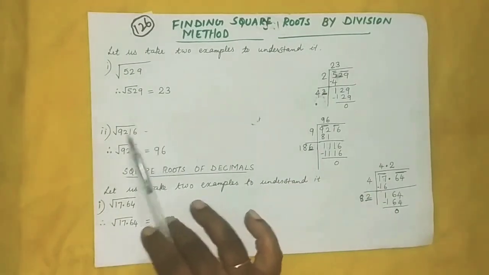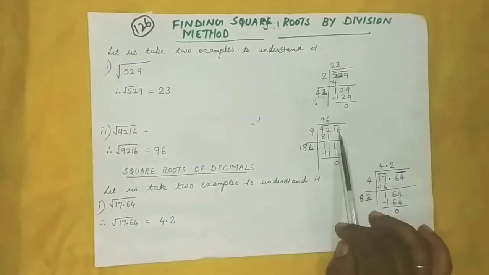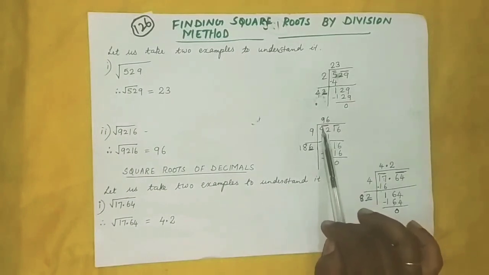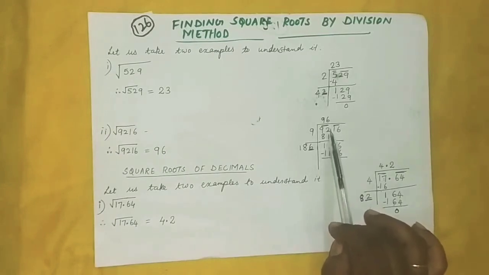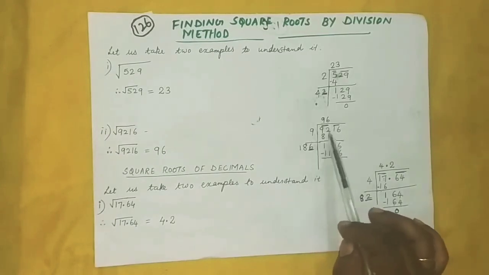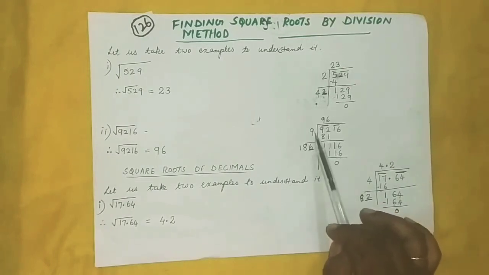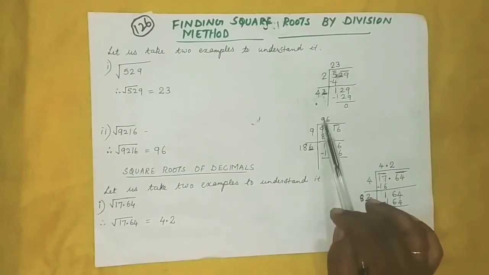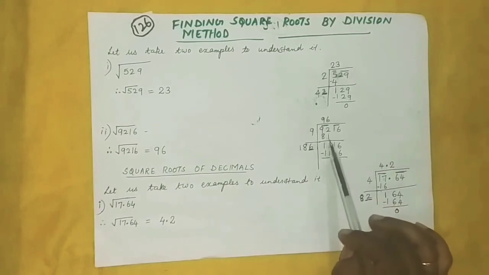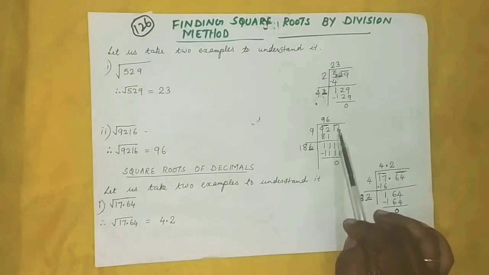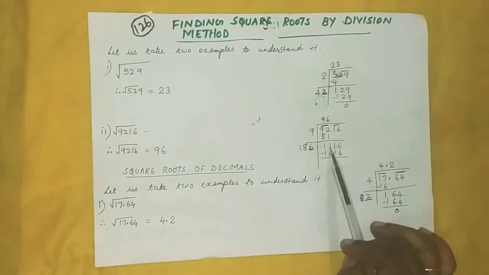This also, from right to left, we are grouping into pairs. That means 6 and 1, one pair. 2 and 9, 92, one pair. Now for 92, we have to multiply two same numbers. You know 92 is not a square number, but less than that is 81. 9 nines are 81. So I wrote 9 in the divisor as well as 9 in the quotient. Now 92 minus 81 is 11. Now I write the next pair, 16, fully. So the number formed is 1116.